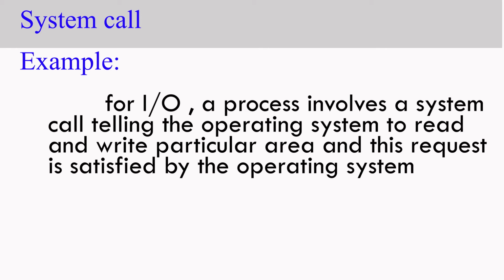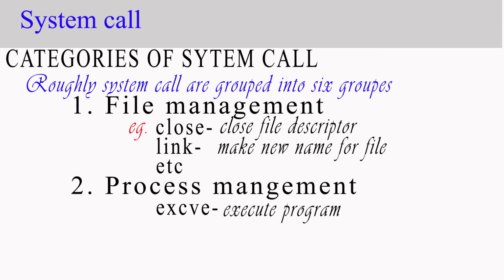Now, let's discuss categories of system call. Roughly, system calls are grouped into 6 categories. But in other books, they are categorized into 5 categories, which are process control, file management, device management, information maintenance, and communication. But in this discussion, we are going to see 6 categories of system call.